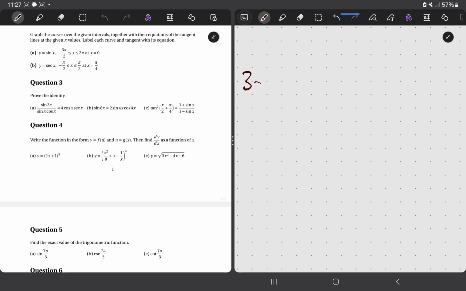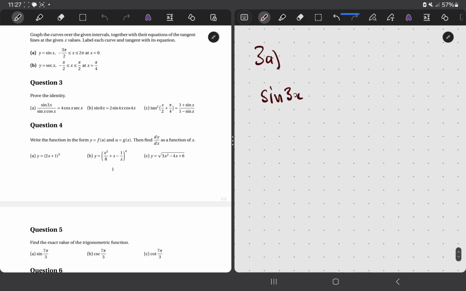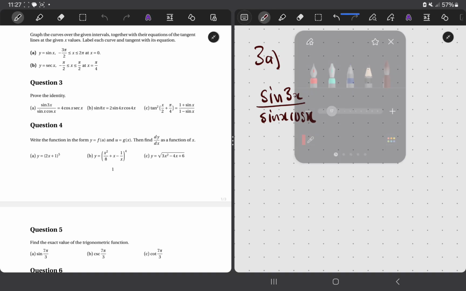Let's do number 3A as fast as we can. It shouldn't take us any time. So they said we should show that sine 3x over sine x cos x is going to be equal to 4 cos x sec x. Okay? Let's go ahead and do it. So what are we going to do here?